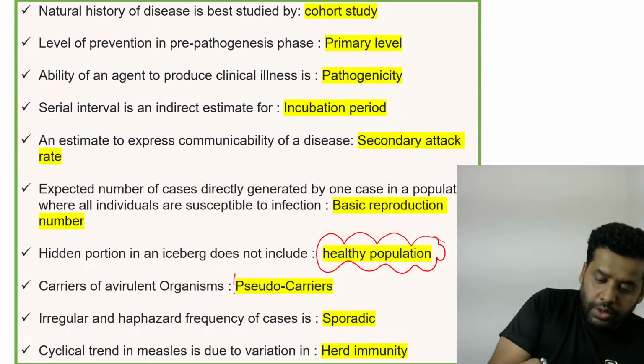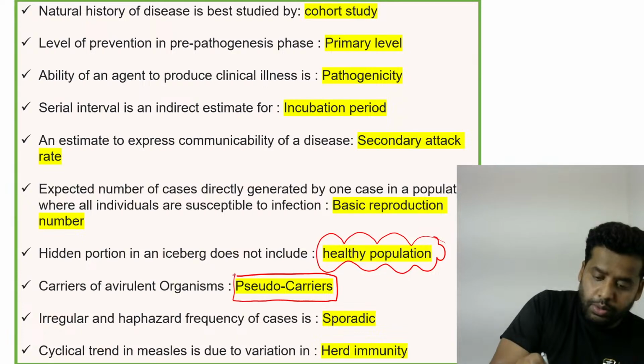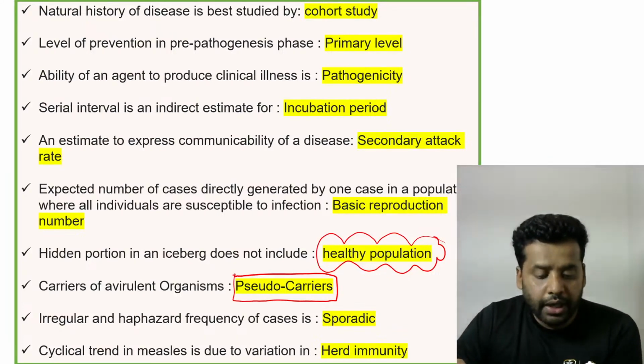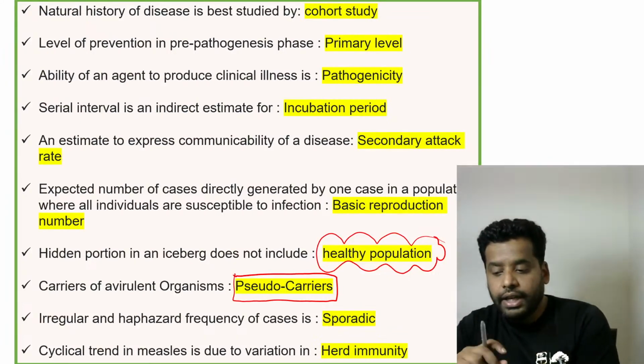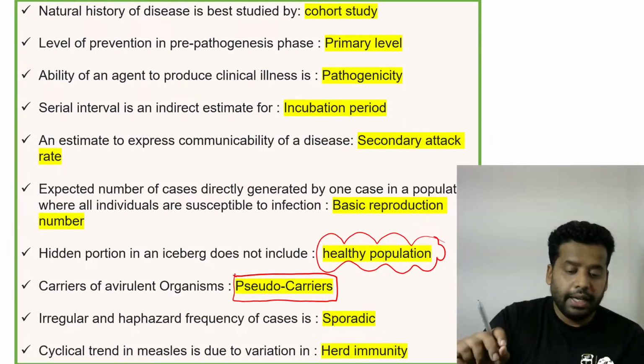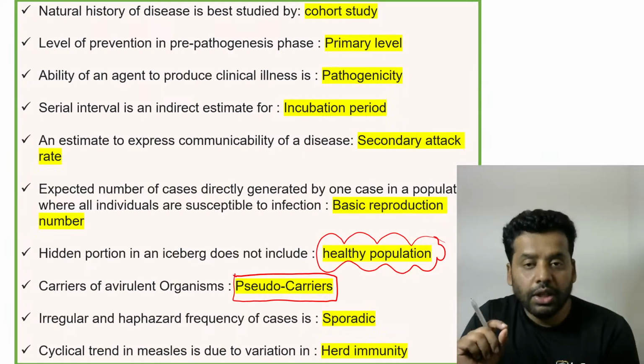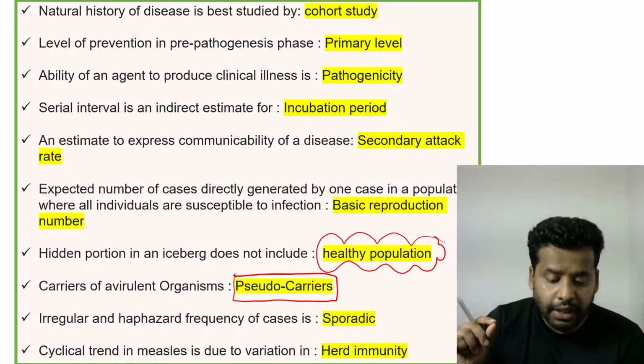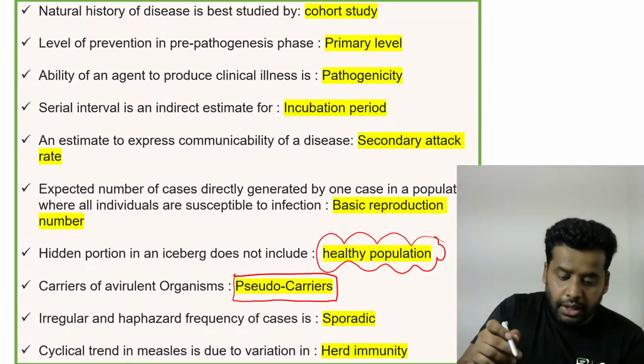What are pseudo carriers? Pseudo carriers are those who are having avirulent agents. If they mention this word, those who are carrying avirulent organisms are called pseudo carriers.